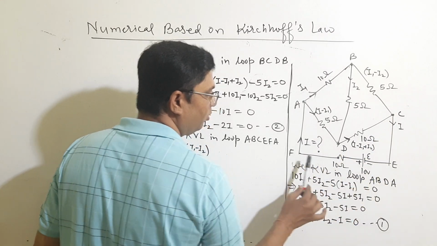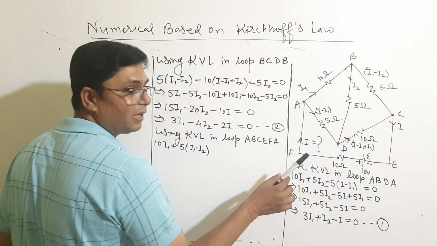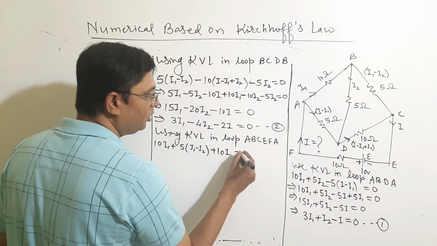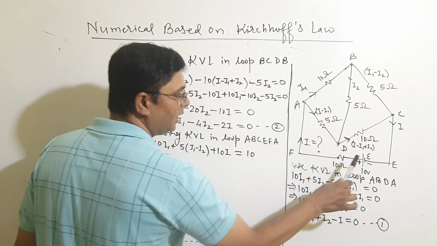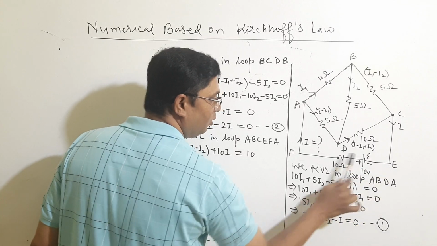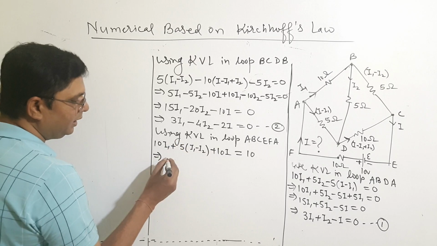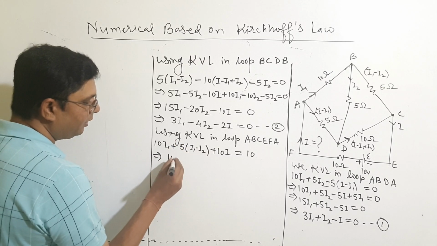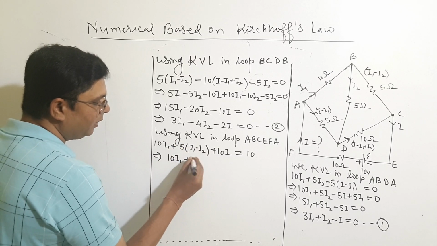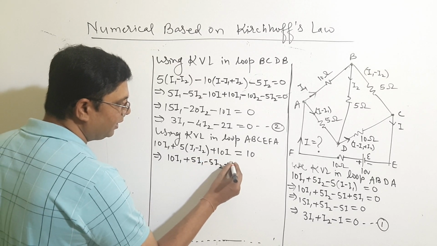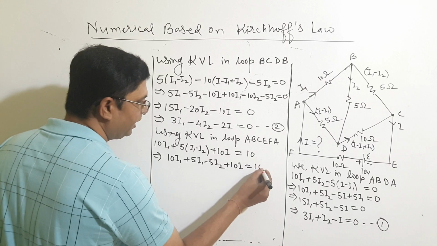When we move from E to F, your direction and direction of current is same. So you have 10i. Now this is equal to 10 because EMF is 10. You are moving from E to F, so minus 2 plus. Now again arrange it. So it is 10i1 plus 5i1 minus 5i2 plus 10i equal to 10.